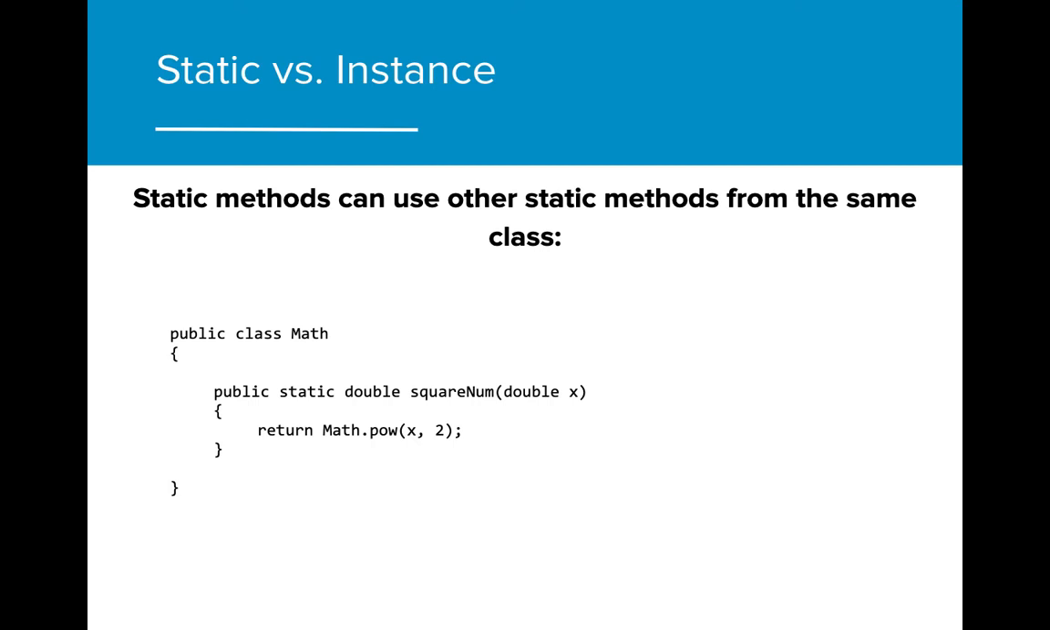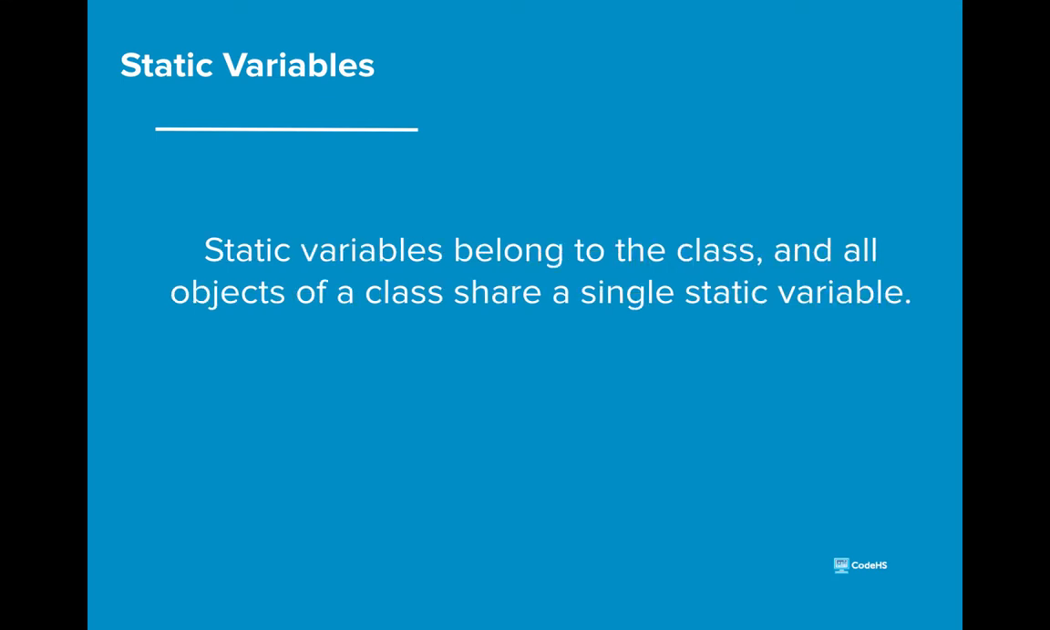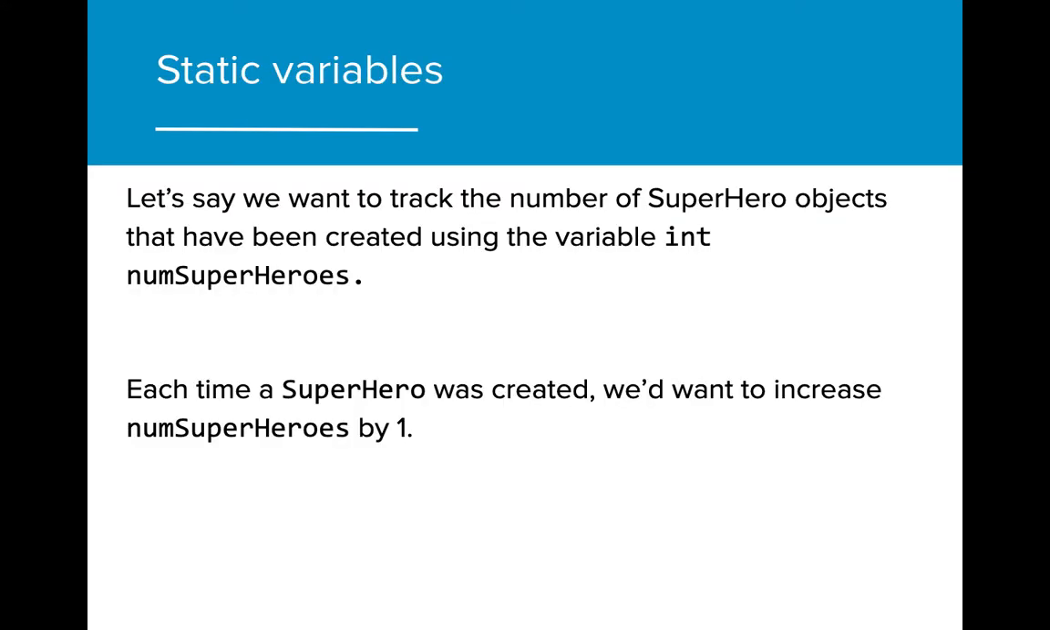Suppose we wanted to build on the Math class and create a specific method that would only square a number. We could use the existing Math.pow static method in our method to do so. Static methods can also utilize static variables that are used in the class. Static variables are variables that belong to the class. All objects that are created share the exact same static variables, regardless of changes that are made to the instance variables. To illustrate the power of static variables, we will use an example from our Superhero class.